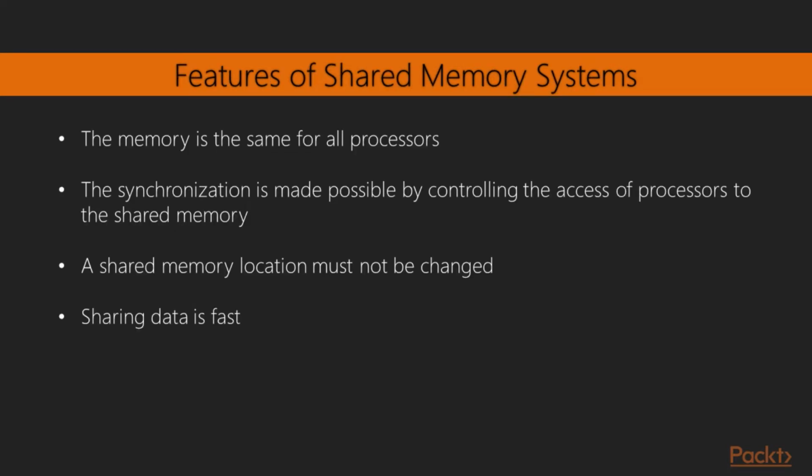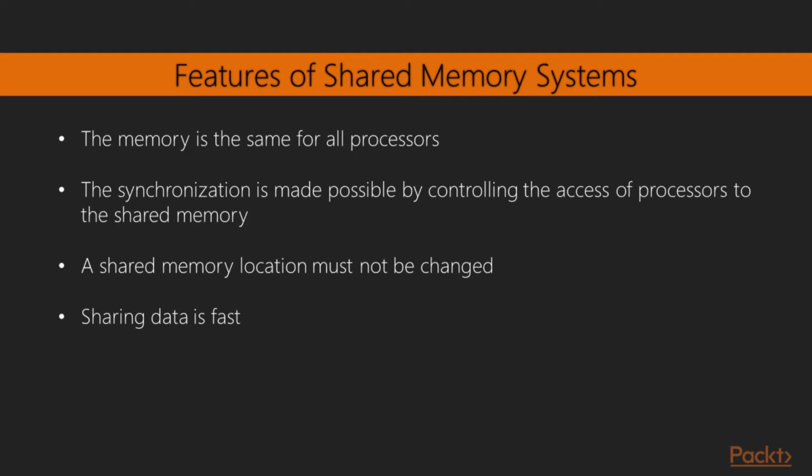The main features of shared memory systems are: 1. The memory is all the same for all processors. For example, all the processors associated with the same data structure will work with the same logical memory addresses, thus accessing the same memory locations. 2. The synchronization is made possible by controlling the access of processors to the shared memory. In fact, only one processor at a time can have access to the memory resources. 3. A shared memory location must not be changed by a task while another task accesses it.